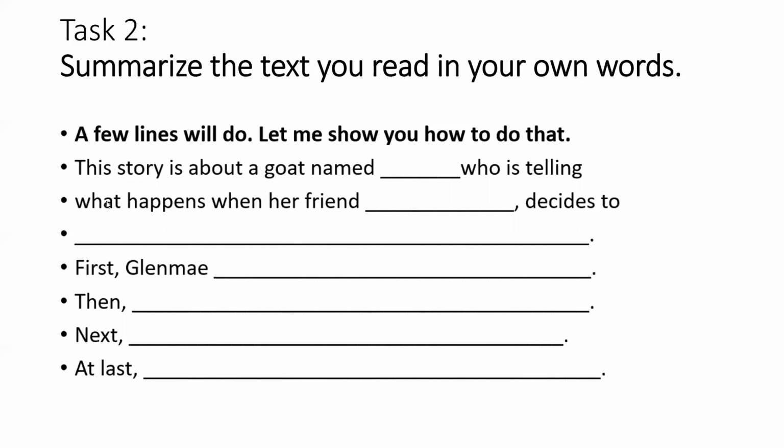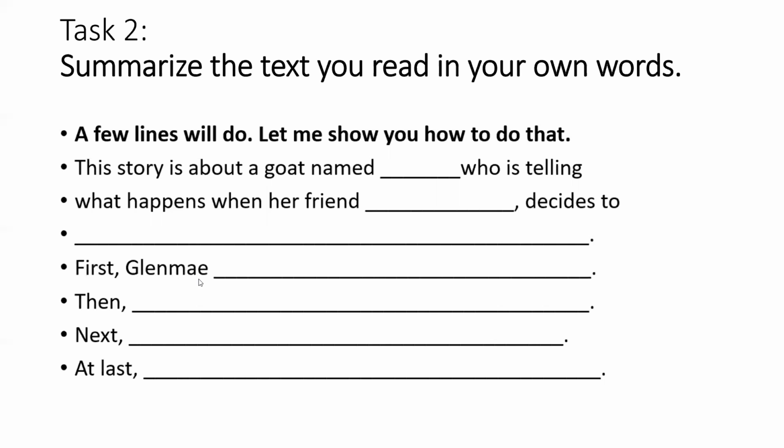So let me read this for you. This story is about a goat named, so you're going to put the name of the goat, who is telling what happens when her friend, you put the name of the friend, decides to, what did the friend decide to do to the sheep? Clip off its wool, make a rug, anything you want to write, just a few words, just a few key points.